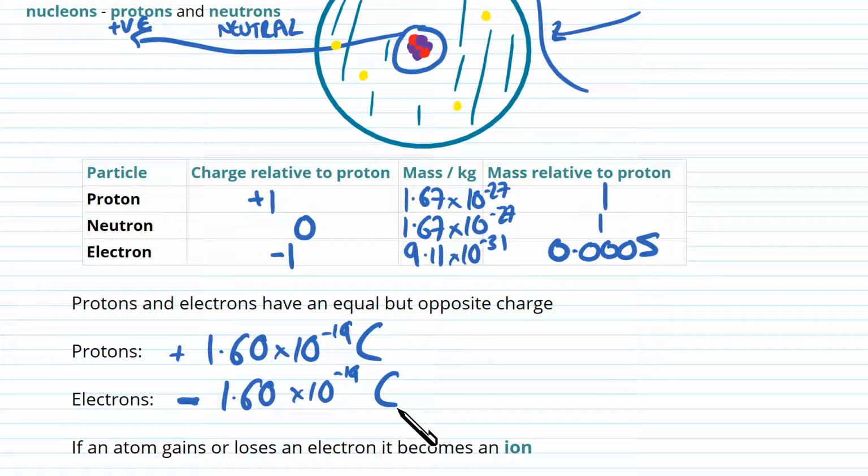It's important to note that if an atom gains or loses an electron, so it's no longer uncharged, it becomes an ion. An ion is the word we use to describe a charged particle, an atom that's lost or gained electrons. If it gains electrons, it becomes a negative ion. If it loses electrons, it becomes a positive ion.